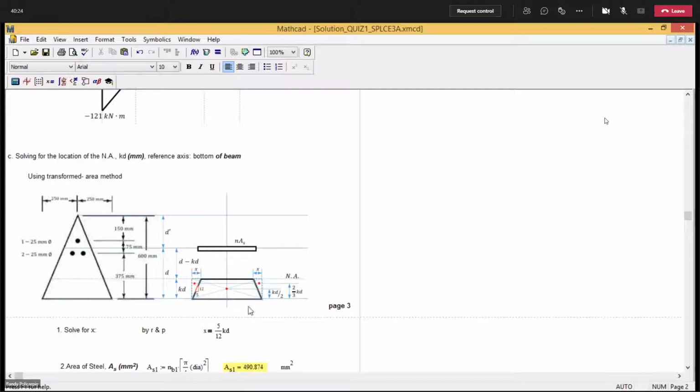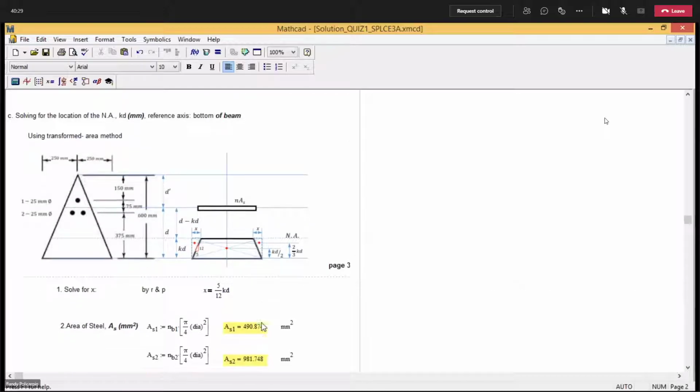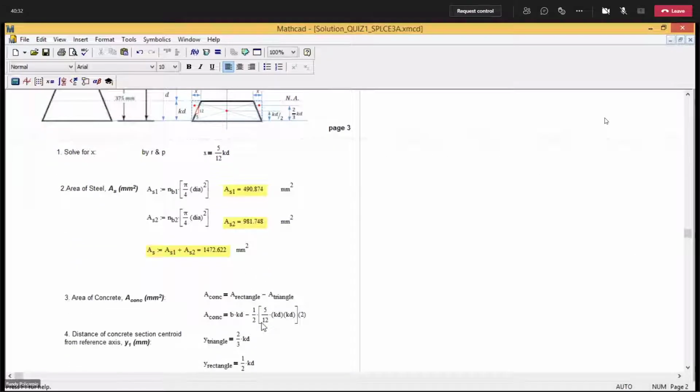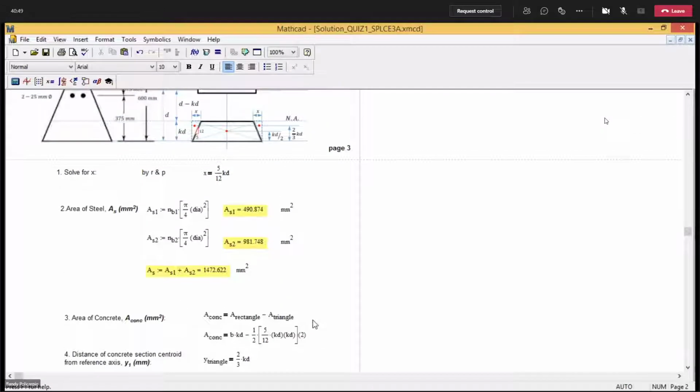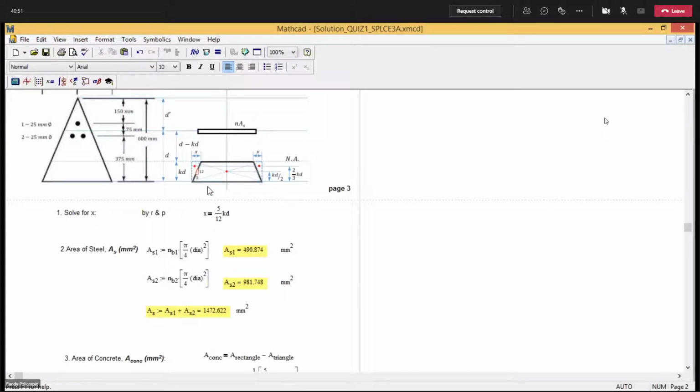Now, to get the area of this, no? To get the area, ito yung pinaka-solution natin. So I'm going to take the difference, no? Take the difference between rectangle and triangle, no? Okay, asan yung rectangle? Ito, itong buong rectangle na to. Then I will subtract these two triangles. So that will be my area, no? Area for the concrete. Okay.